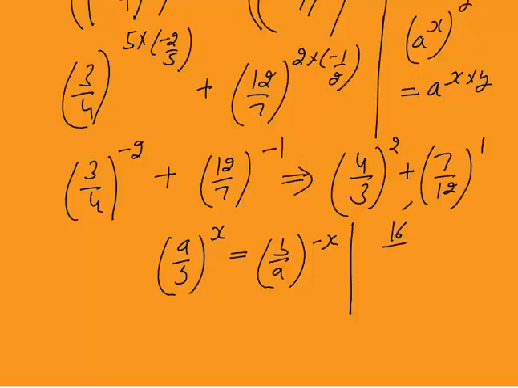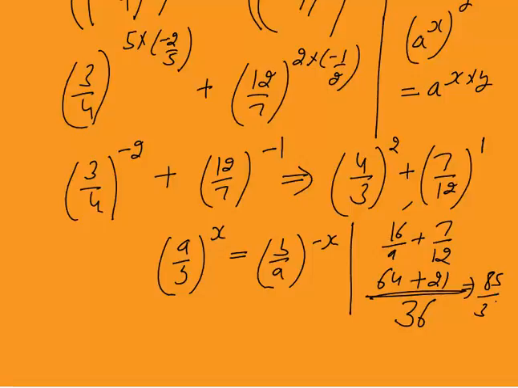This becomes 16 by 9 plus 7 by 12. Solve it. LCM will be 36. 9 4s are 36, 64, 12 3s are 36, 3 7s are 21. So your answer is 85 by 36. This is your final answer.